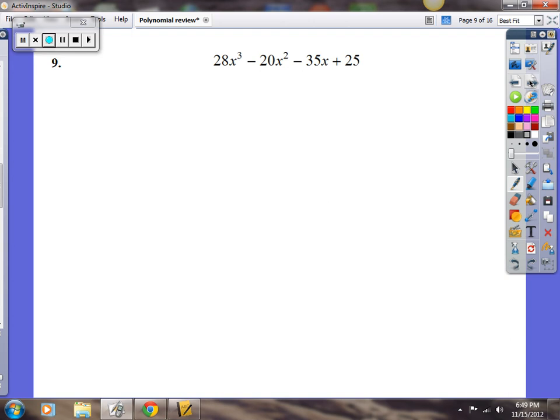Okay, number 9, this is a grouping one. I'm going to skip it because we already did a grouping one. There's 4 terms. Find the GCF of 2 of them.